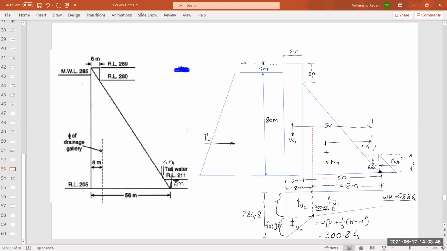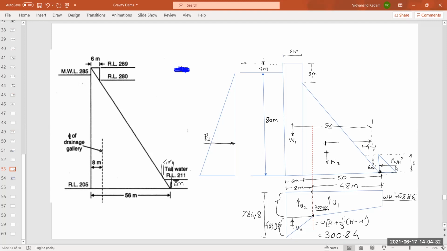What you have to find out now? What is distance of U1 from the toe? What is distance of U2 from the toe? What is distance of U3 from the toe? And then you have to calculate the moments due to U1, U2, U3. And at the end, you have to calculate moment due to PW and PWH dash. So when you calculate all the moments, now here moment due to uplift pressure and the horizontal pressure will be clockwise with respect to toe. So that you have to write in the negative moment column these values, as our sign convention is like this.